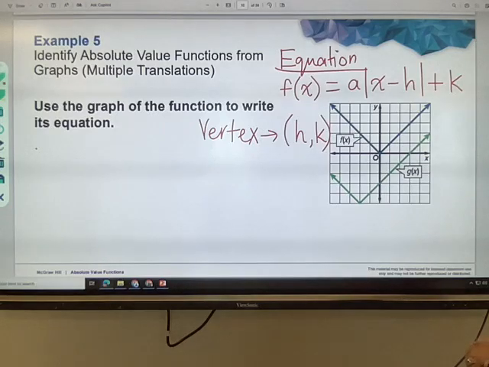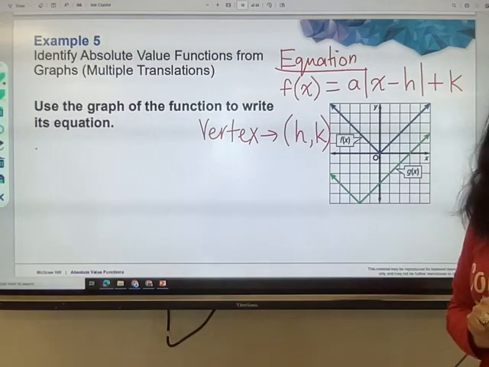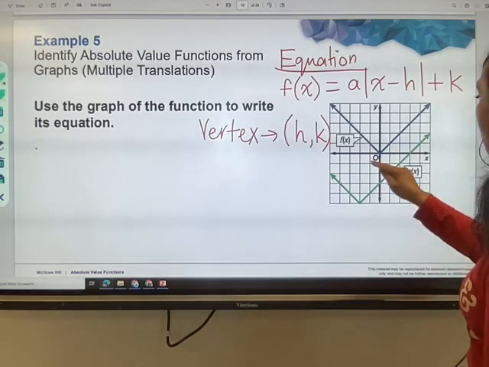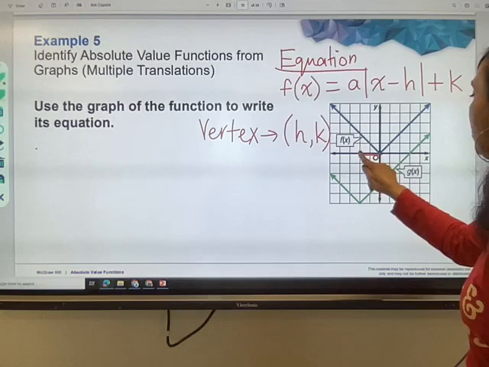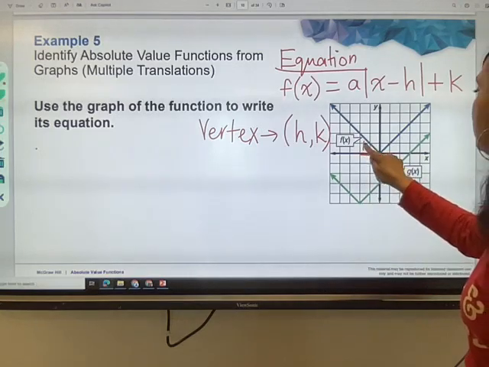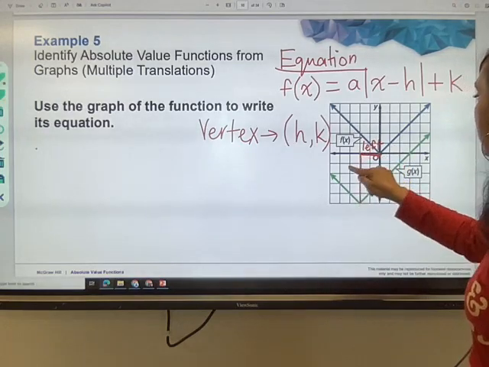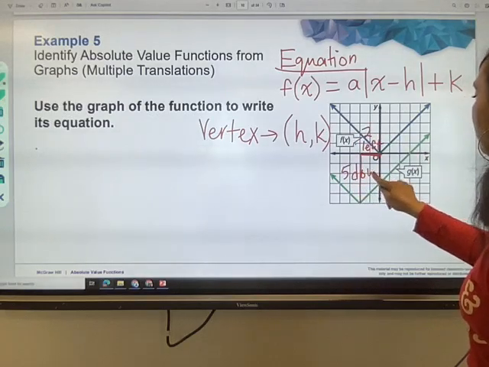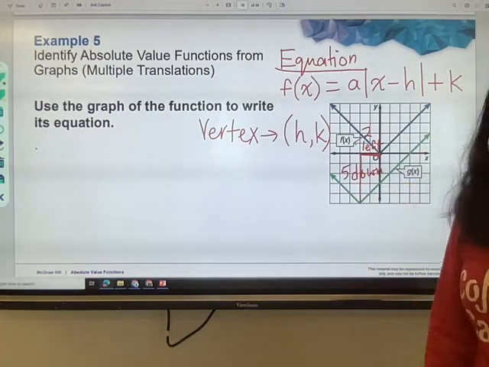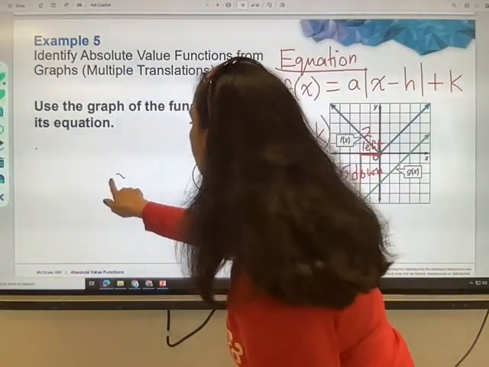All right, so let's look at this. Now we can see that the graph has shifted 2 units to the left, and it has moved down 1, 2, 3, 4, 5 units. So look, it has shifted 2 units to the left, and it has shifted down. So this is 2 left and 5 down.